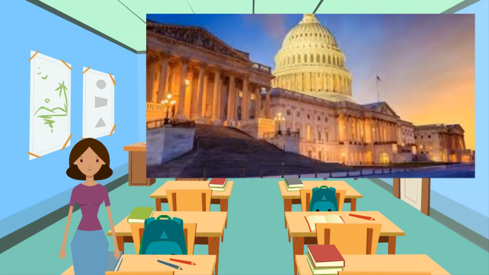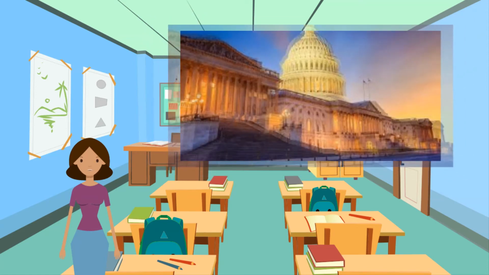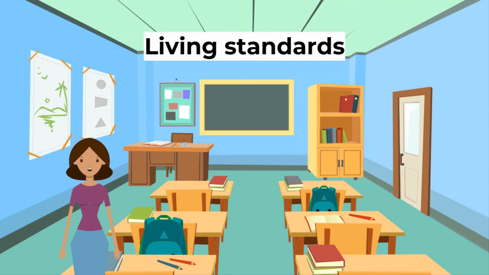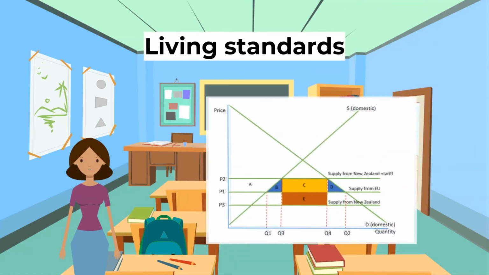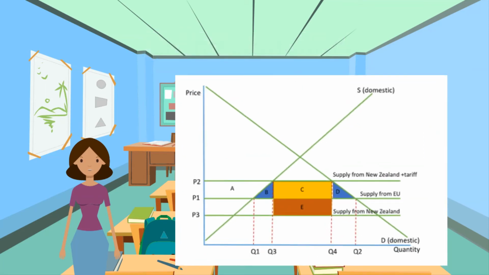Now, governments. In the short run, governments benefit from protectionist policies as they can gain tariff revenues and are politically popular. However, it can lead to an inefficient economy that stifles growth. Now let's look at living standards. As the tariff diagram shows, the imposition of import controls results in deadweight welfare loss.